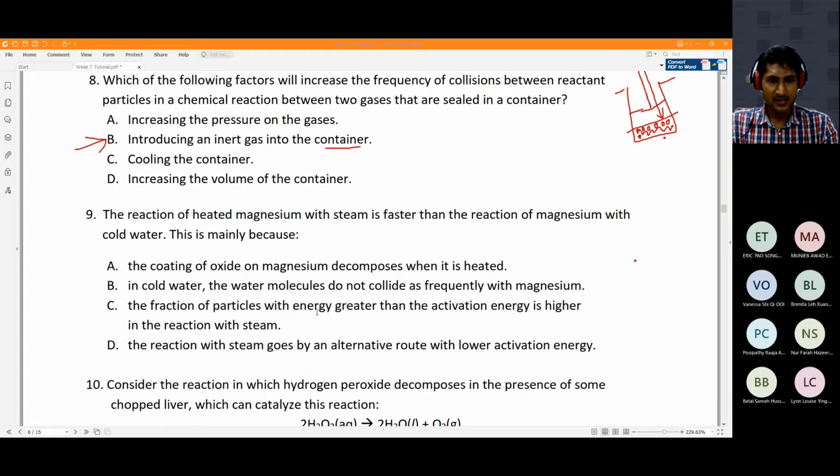Option D says the reaction with steam goes by an alternative route. No, it doesn't. The only alternative route happens when there is a, what do you call it? A catalyst. Only when there is a catalyst does it happen.